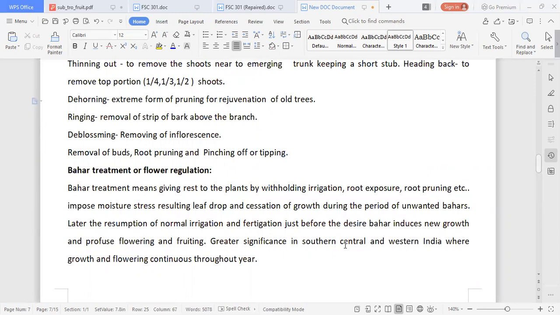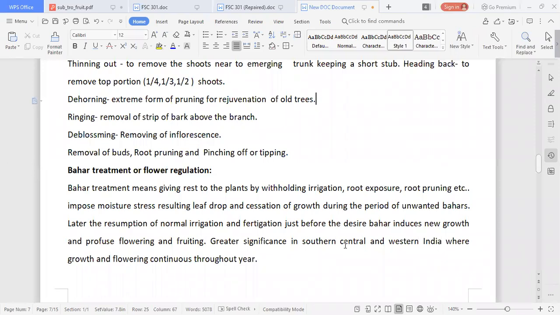In Bahar treatment, Bahar means in general, for most of the fruit crops, there will be flowering in different seasons of the year. Likewise we have 3 different bahars: Ambiya Bahar, Mruga Bahar, and Hasta Bahar. Ambiya Bahar comes in January, February. Mruga Bahar comes in June, July, and Hasta Bahar comes in September. This is common in almost all types of fruit crops. But in pomegranate, 2 types of bahars come, that is Ambia Bahar and Mruga Bahar.